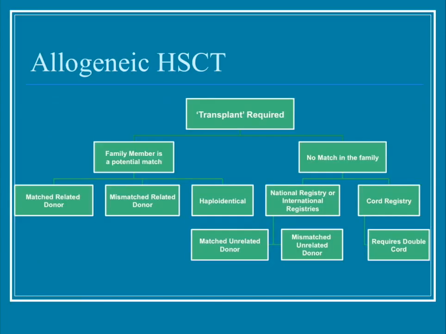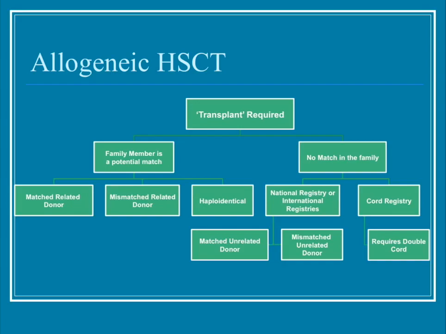Whenever somebody is told that they need an allogeneic transplant, we first look at their family members, because overall the patient does better if we can get a closer match from the family. So we'll look at matched related donors, first-degree members, mismatched related donors, and then haploidentical. Haploidentical are also mismatched, but it's a different style of chemotherapy, for lack of a better word.